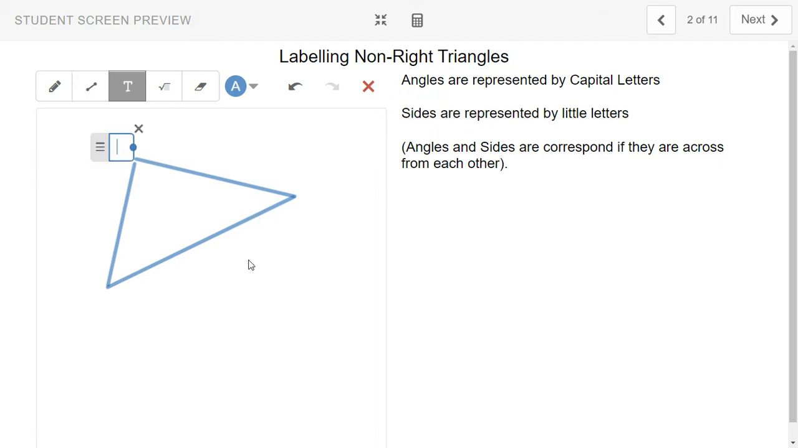Another naming convention that we have is using capital letters to represent the angles, and the corresponding sides, meaning the side across from the angle, is represented by the little letters. So we have B, and from C we have little c. These are all pairs. They're called corresponding angle and side because they match up.